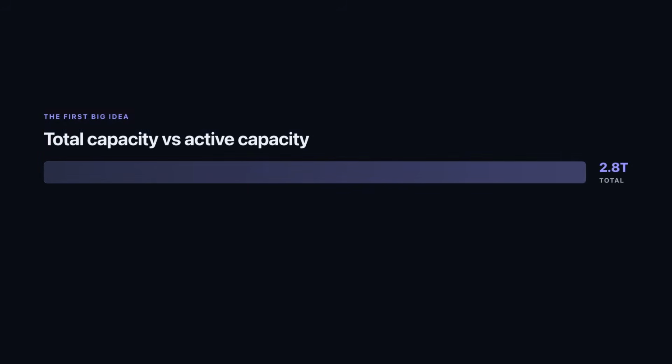So instead of activating nearly 2.8 trillion parameters for everything, K3 activates roughly 104 billion parameters per token, under 4% of the model for every word it generates.